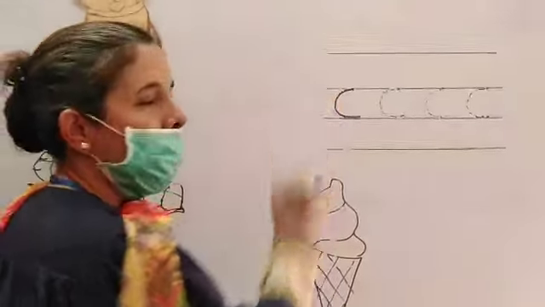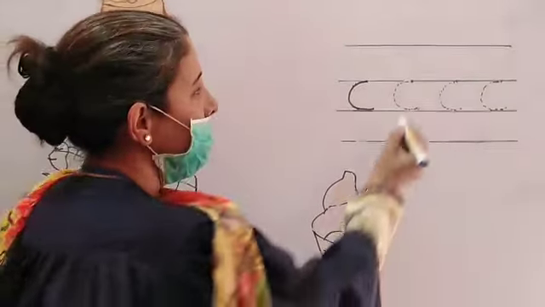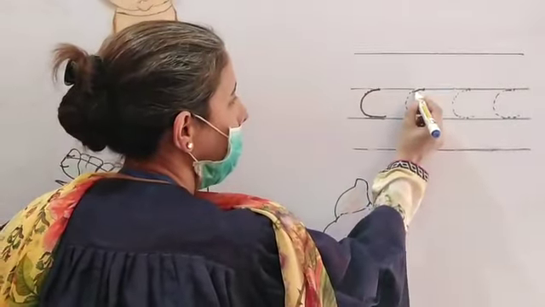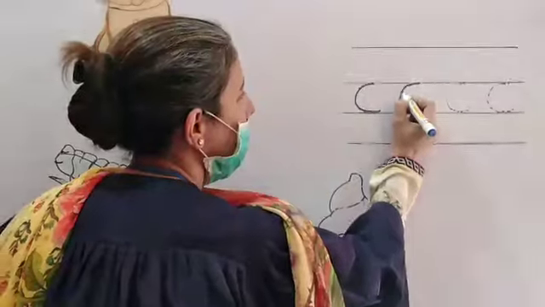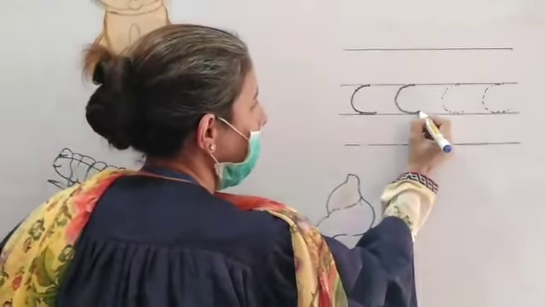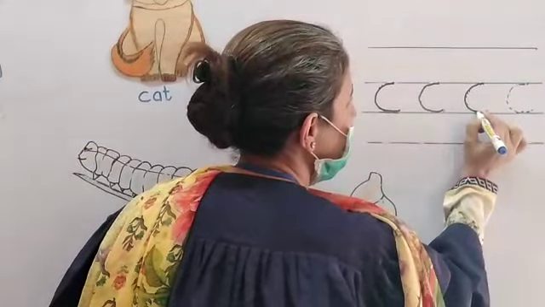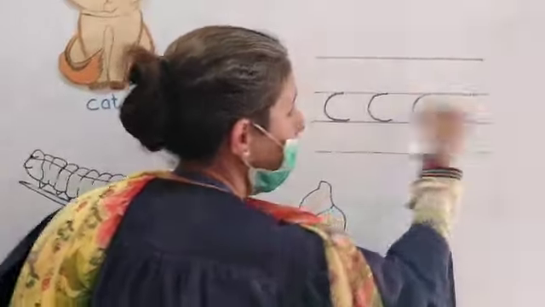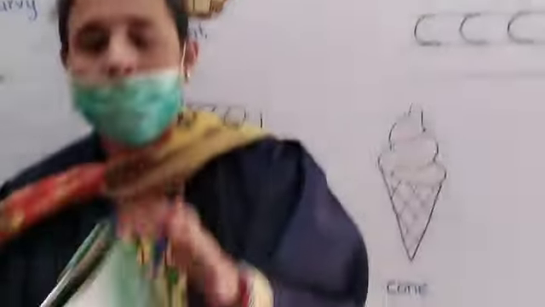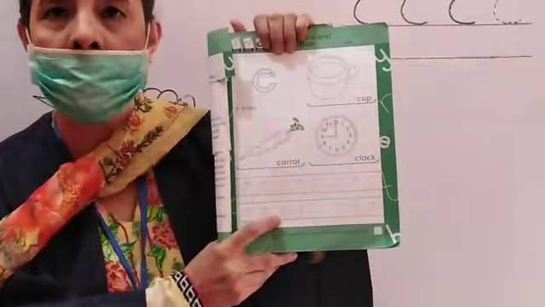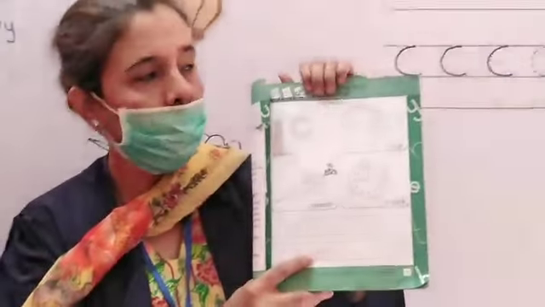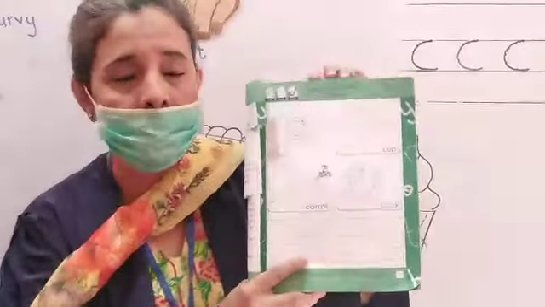That is curry. Her is curry. Write it again. Her is hurry, and so on. Now what you have to do is take out your books, open this page and trace it very nicely. Don't forget to write down the date.